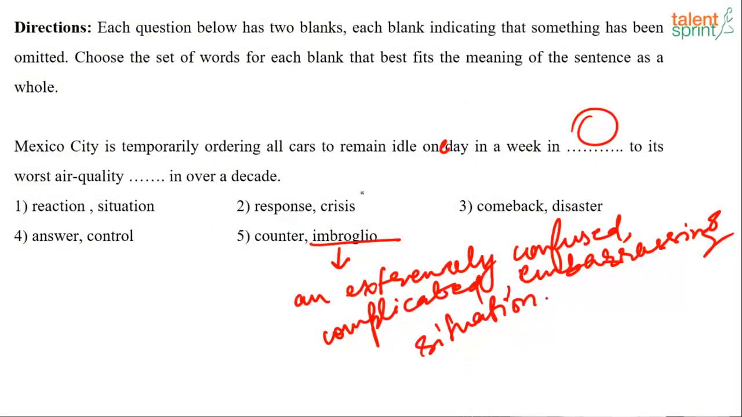Temporarily ordering, it cannot be an answer, it cannot be a counter. Okay, so let's look at the two options, reaction and response. Which one would be the correct answer? Will it be response or will it be reaction? It can be a response. If they are not reacting to a certain thing, they are responding to the worst air quality crisis in over a decade. So the answer should be option 2.